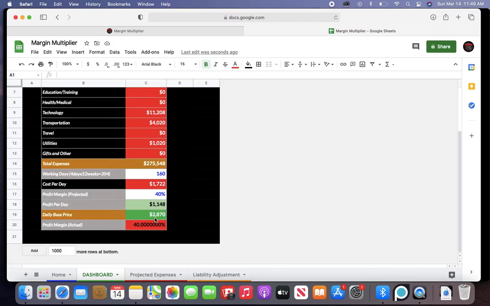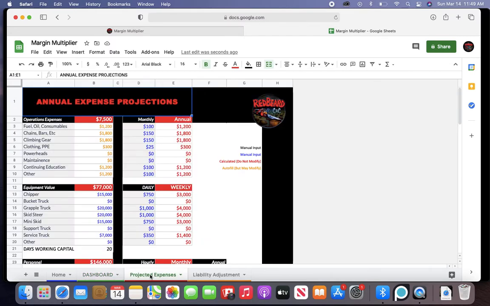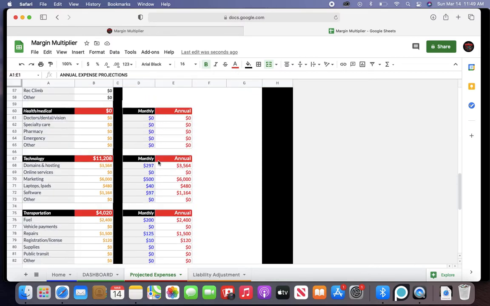This will give you base cost, blah, blah, blah. We'll come back to this later, okay? But what we want to start with is projected expenses. So this right here is where all the magic happens, okay?